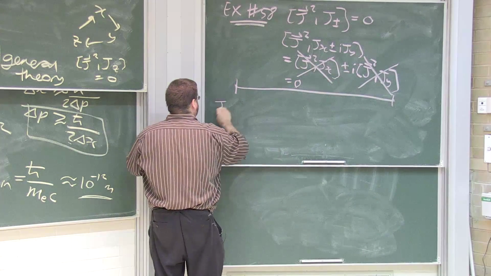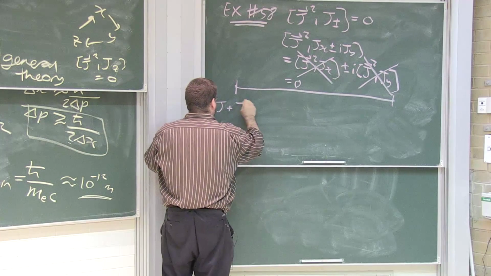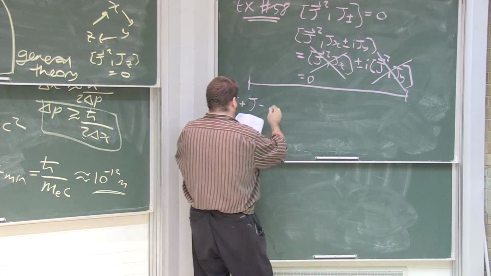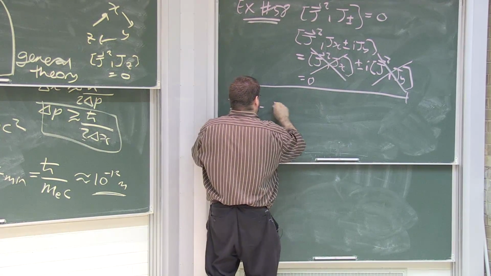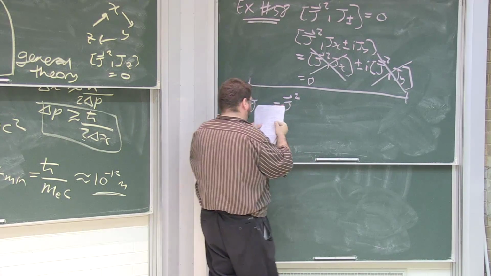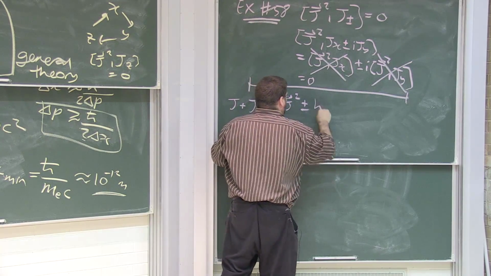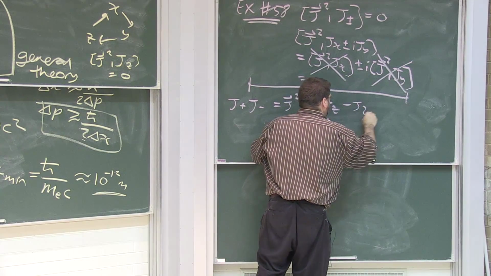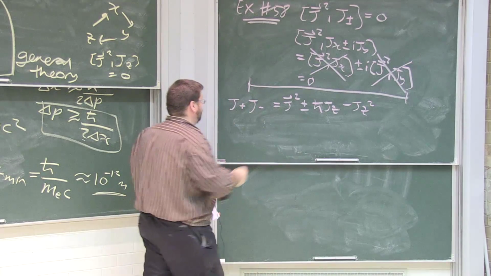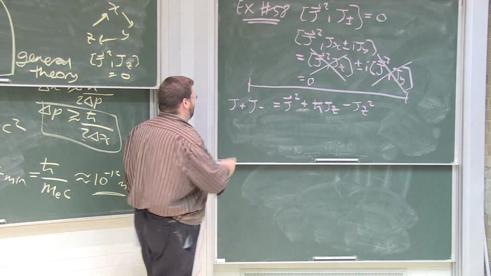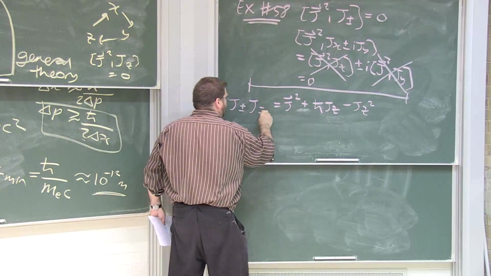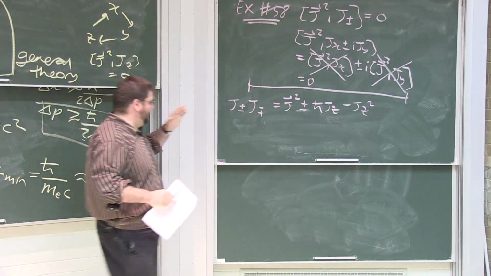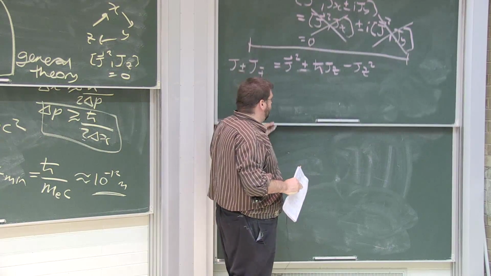The second's a bit trickier. We want to consider J plus times J minus and deduce what this equals. In fact, we want to show that this equals J squared plus or minus h bar Jz minus Jz squared. This is what we want to prove. So that's one of the things we want to prove. The second equation we want to prove is that J minus times J plus equals J squared plus or minus h bar Jz minus Jz squared. So there's 2 equations here, and this is what we want to prove.